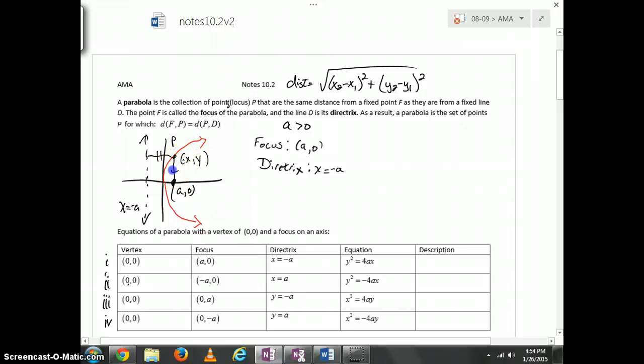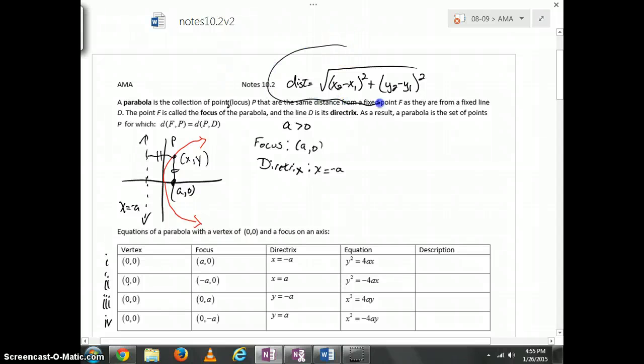Now, what we're going to identify here is that a is going to be positive, and we'll have a focus (a, 0). That's a point that we're going to have using this locus definition. The directrix will be a line. We'll make it a vertical line, the line x equals negative a.